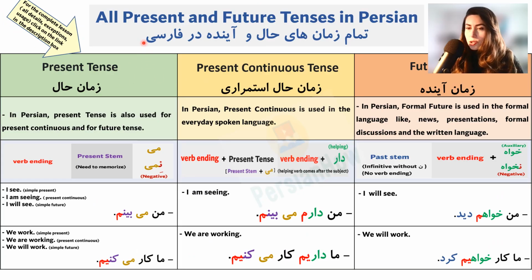So in Farsi, for present and future tense, we just have 3 tenses. I think in English there are 8 tenses, like 4 tenses for present tense and 4 tenses for future tense. But in Farsi, it's just these 3 tenses here. And we have said that the present tense is also used for present continuous and future tense. Present continuous tense is only used in the spoken language, and future tense is used in the formal language. So we are going to start by reviewing the present tense.